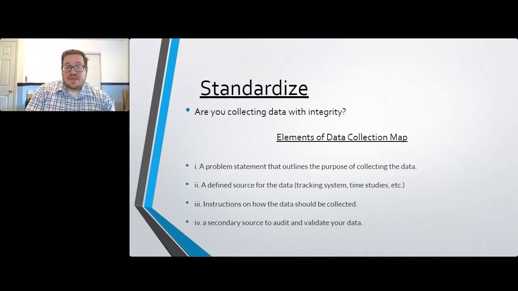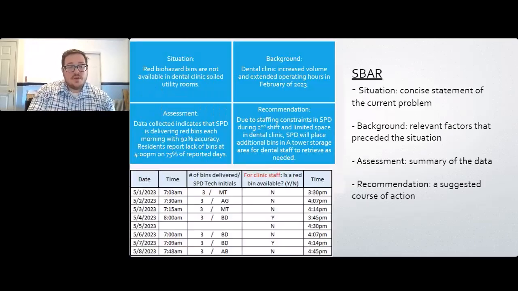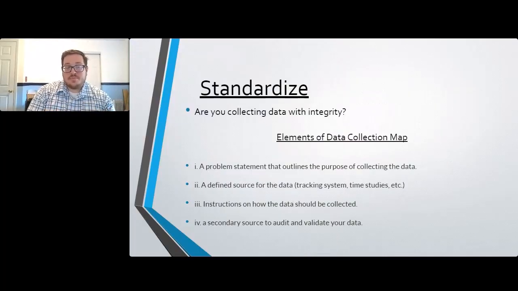Last is instructions on how the data should be collected. Are you doing it with a time study? Are you doing a checkoff sheet? Are you doing a kind of handmade table like this? What's the instruction for how it should be collected? Because you're going to want to be able to pass on something where your lead tech is tracking it the same way each time. And then the last thing is you want a secondary source to audit and validate your data.